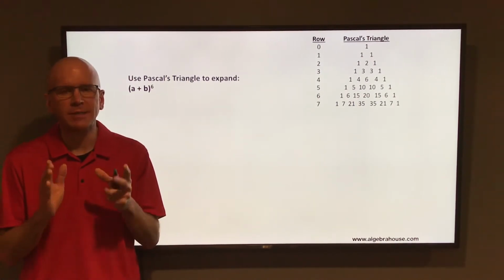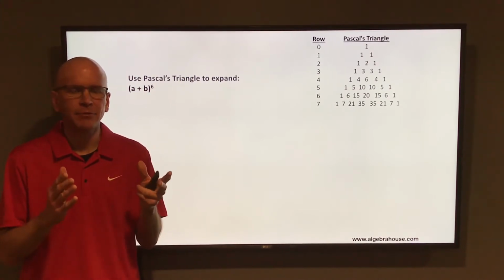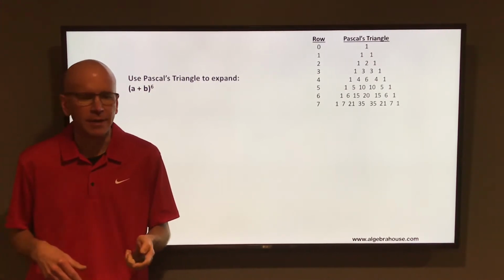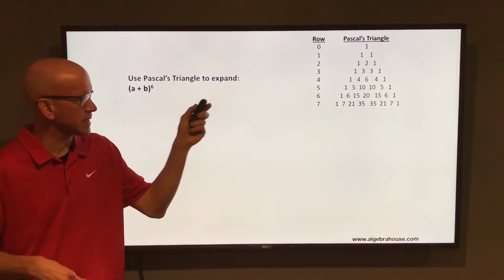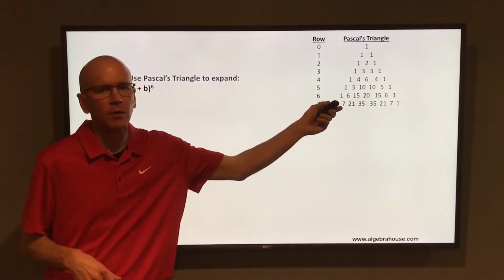Now on this first one, I suggest you just watch the process. If you're taking notes, maybe start taking notes on the next one. So (a + b) to the sixth power, here's how it goes. We're taking this to the sixth power. We're going to use the coefficients on row 6.